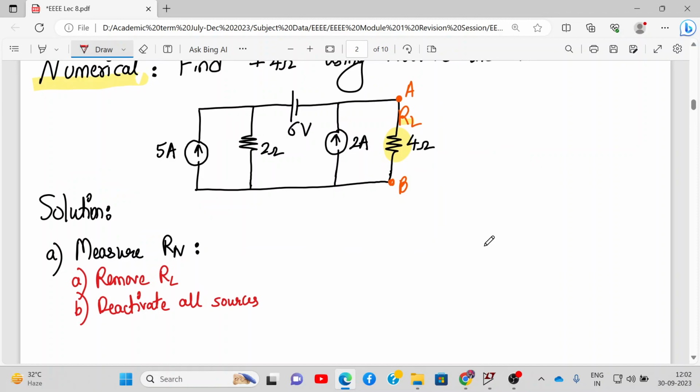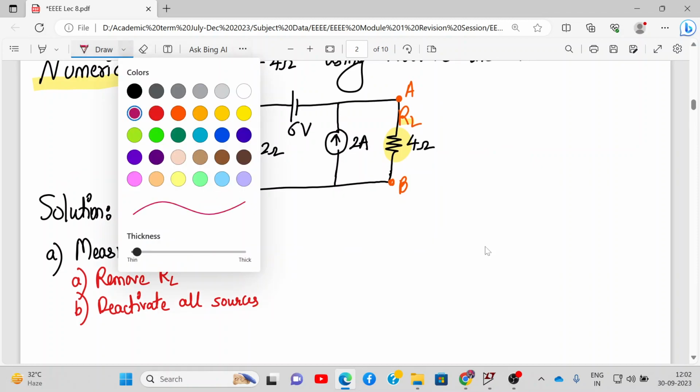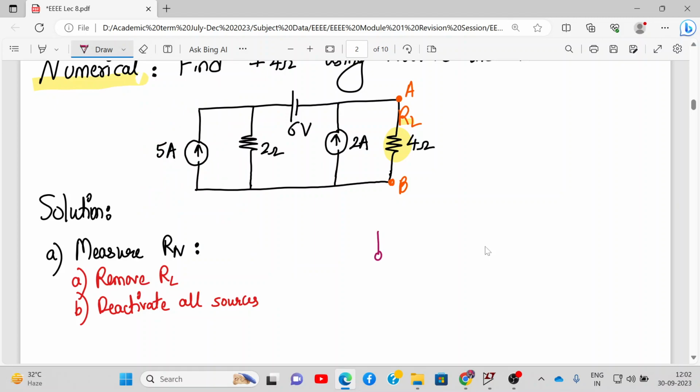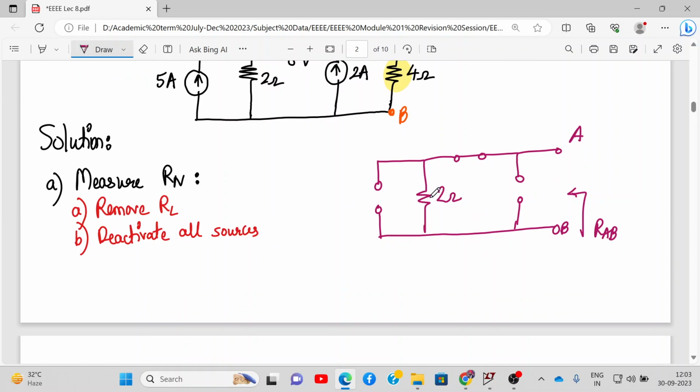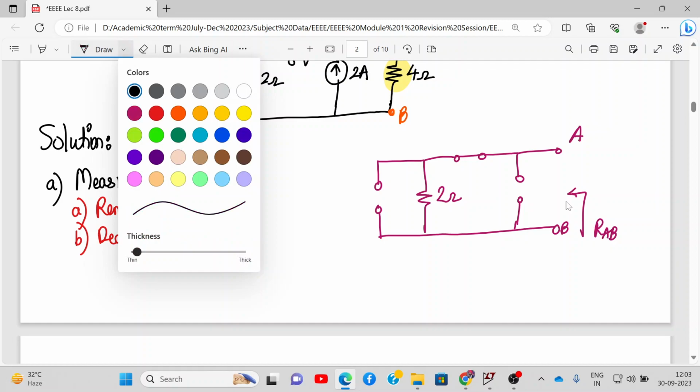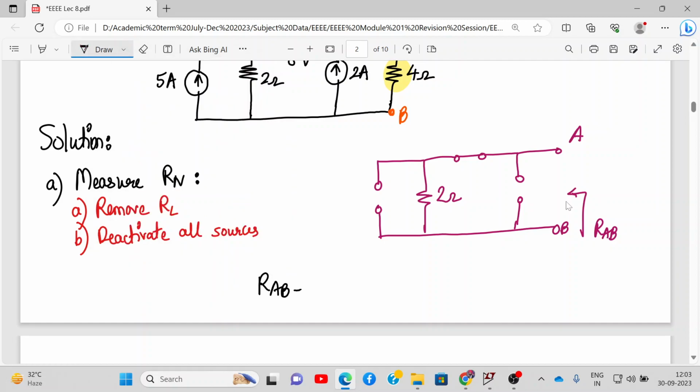Let me keep this circuit over here and let's replace the current source with an open circuit. Then we have this resistor of 2 ohm. Then the voltage source will be replaced by a short circuit, the current source with an open circuit. And then we need to remove RL. So this is A, this is B, and we removed RL, and we need to find RAB or RTH. If you see carefully, RAB or RN is nothing but the 2 ohm resistance. So let me write over here RAB is equal to RN is equal to 2 ohms.